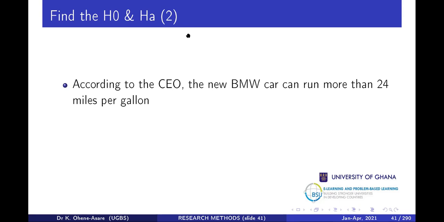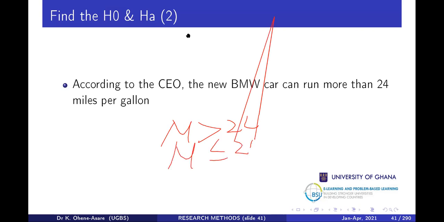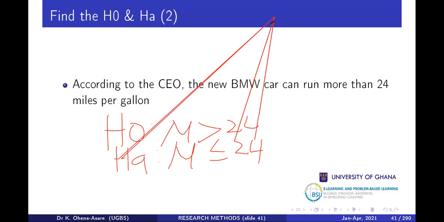Roland, walk us through it. Okay. Mu is greater than 24, and mu is less than or equal to 24. So the semicolon H naught for the first one, and then the semicolon HA for the second one. Like this. Yes, sir. All right, okay.